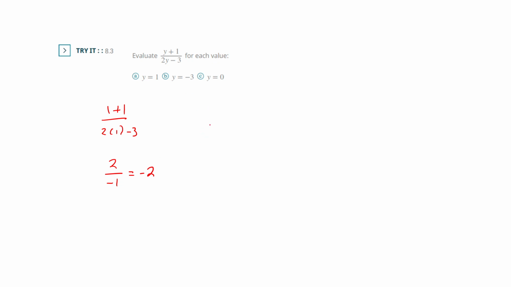Okay, now let's put in negative 3. All right, I'm going to tidy up that top. I get negative 2 up there. 2 times negative 3 is negative 6. Then I got minus 3 more. I've got negative 9. Now, once again, I've got a double minus situation. Remember that cancels each other out, and I get 2 over 9.